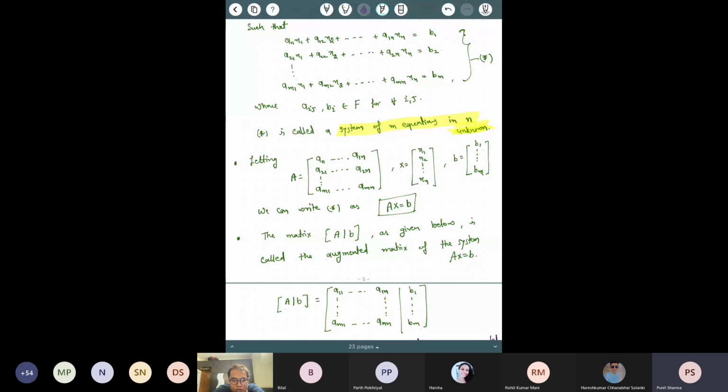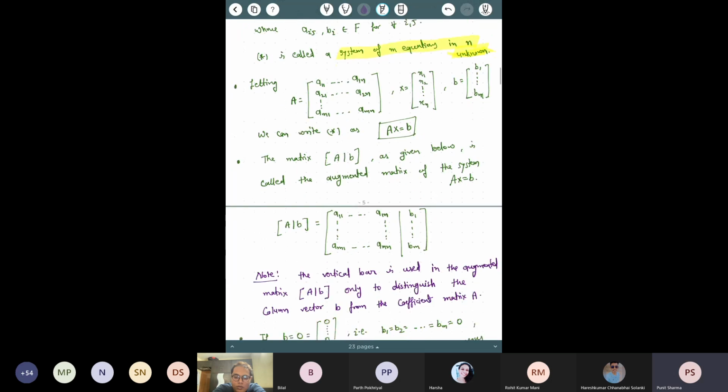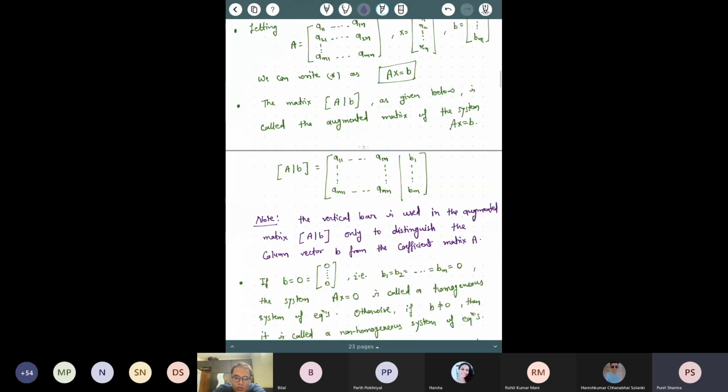This just represents that the first n columns correspond to the coefficients, and the last one corresponds to the vector of bi's. So this bar is used just to separate A and B. Okay, you can look at here. The vertical bar is used in the augmented matrix only to distinguish the column vector B from the coefficient matrix A. So this A is called the coefficient matrix.